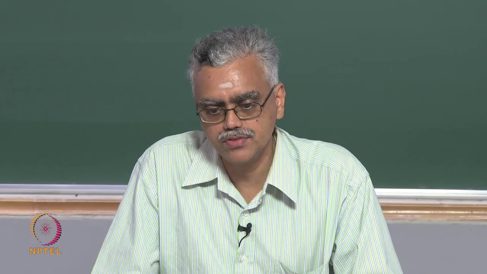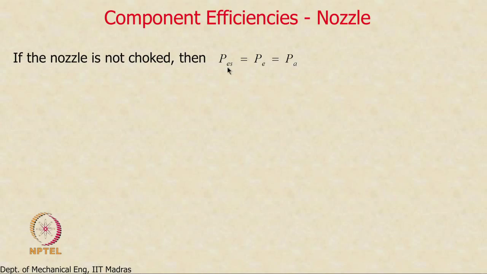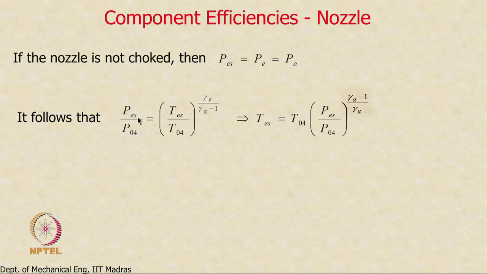Then PES is equal to PE is equal to PA. Remember, state ES and state E lie on the same isobar. So, PES equal to PE equal to PA. Correct? And so, then I can write the following: PES over P04, both of these states lie on the same isentrope. Correct? ES and 04 lie on the same isentrope. If you see the earlier figure, you can see that very easily. So, I can use this relationship to evaluate my TES. T04 is known, PES is now known, P04 is also known. So, I can evaluate my exit static temperature this way.